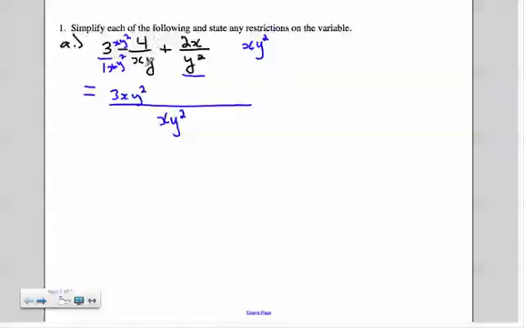I look at the next one and I have 4 and then xy. Well, to make xy into xy squared, I have to multiply it by y. So I have minus 4y. Now my last one, I have y squared, so it's missing the x piece. So I have to multiply top and bottom by x. So then I end up with plus 2x squared.